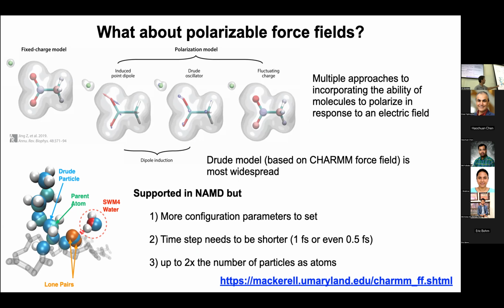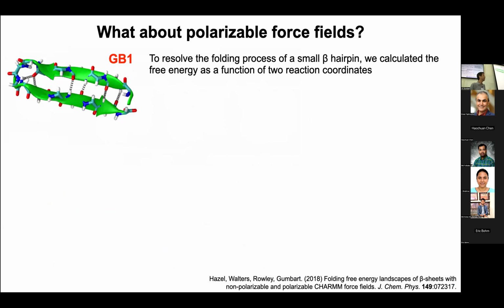And because you have these extra particles, they have to be tracked in the simulation, so now you have up to twice as many particles as atoms. Between the time step and the number of particles with Drude, you're probably getting a factor of 4 slowdown in your simulation. Something to be aware of. But maybe it's important, and we have faster computers, so maybe it's worth it. We want to do this. Well, let me show you an example.